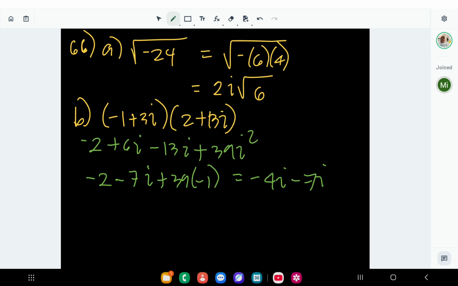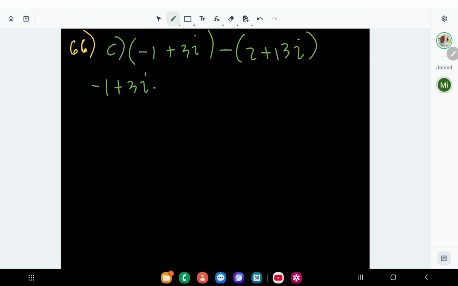Then for letter C. Letter C is negative 1 plus 3i minus 2 plus 13i. So this is negative 1 plus 3i minus 2 minus 13i. So this is negative 3 minus 10i.